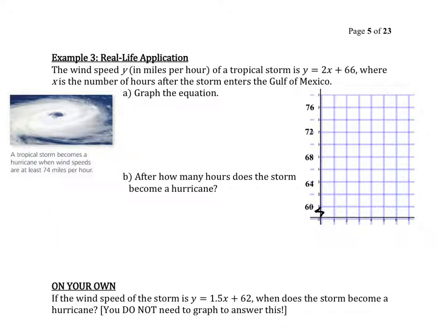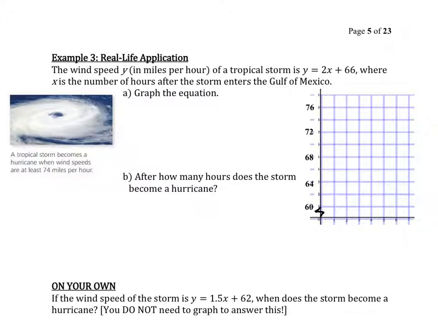All right, so of course we're going to finish up with a real-life application. Now all of these equations that we've been graphing can stand for actual situations. Not all of them are just numbers kind of thrown into an equation. So for example 3, we have the wind speed y in miles per hour of a tropical storm is y equals 2x plus 66, where x is the number of hours after the storm enters the Gulf of Mexico.